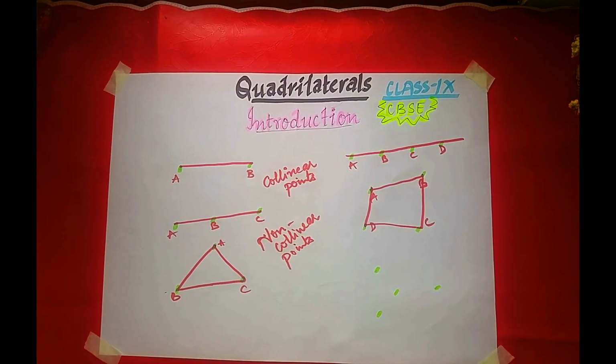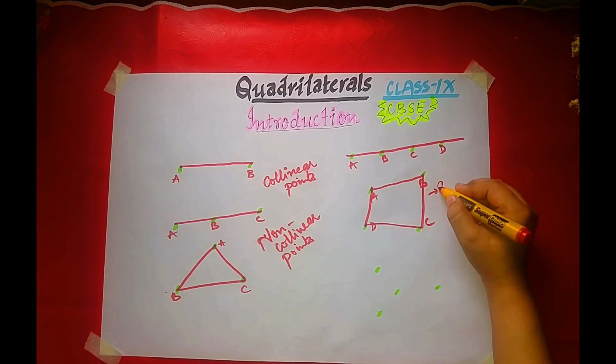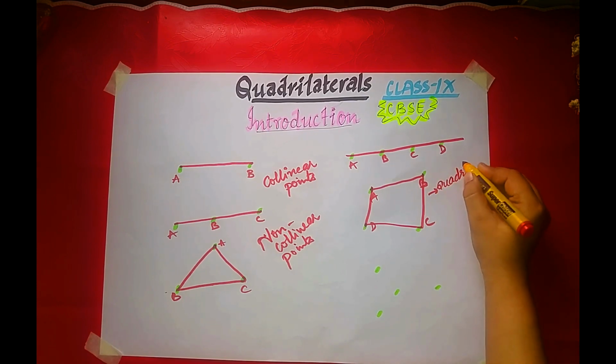So when we join 4 non-collinear points A, B, C, D, we form a closed figure with 4 sides. This closed figure with 4 sides is called a quadrilateral. So this is what is known as a quadrilateral.